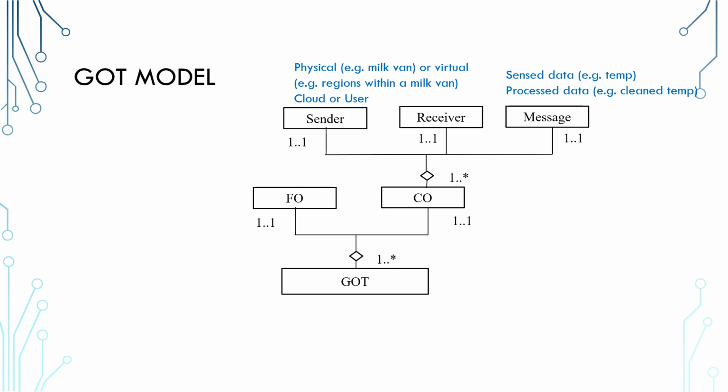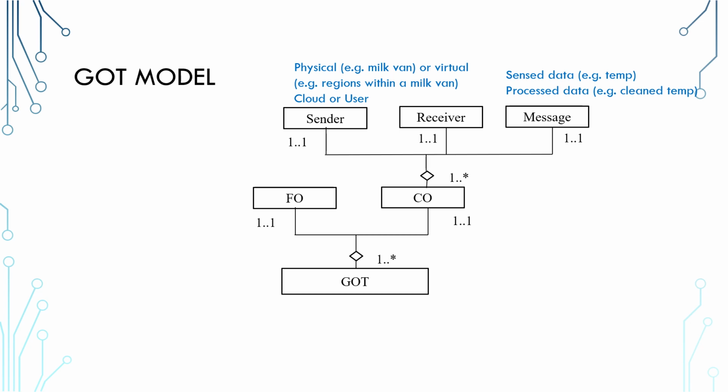GOT is an aggregate which consists of exactly one FO and one CO, as indicated by the cardinality. CO internally is composed or is an aggregate of exactly one sender, one receiver, and one message. The sender may be physical, may be virtual, may be a cloud, or may be a user. The message can be sensed data or processed data which is obtained after removing false positives and false negatives.